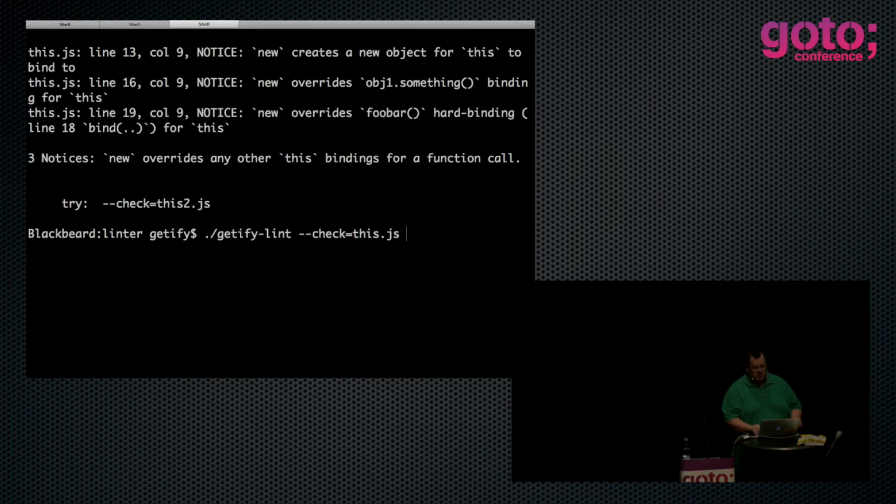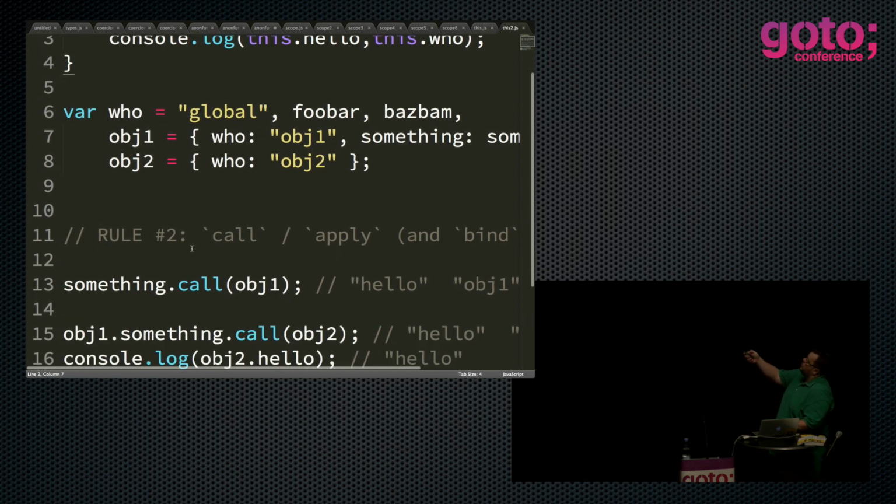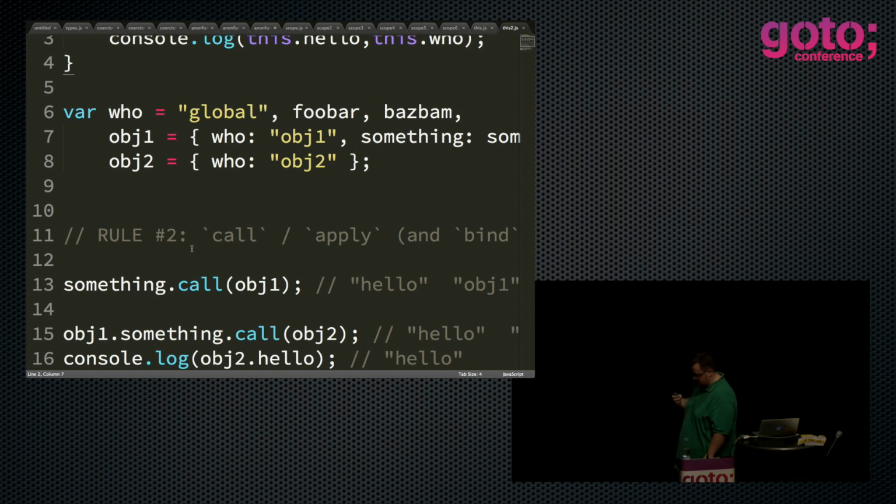Okay? Let's look at the next rule. I'll look up this2.js, and in the next rule, we'll see very straightforwardly that the second rule, rule number 2, is if you put a .call or .apply at the call site, then you're manually saying, I want to use obj1 as the this binding for that function call.